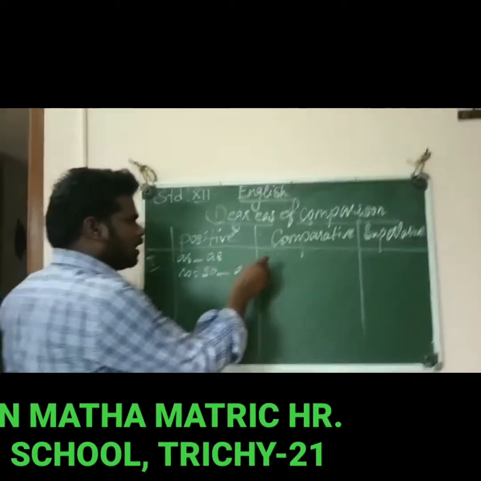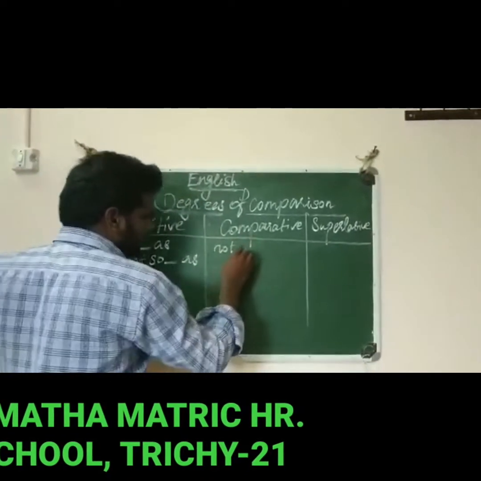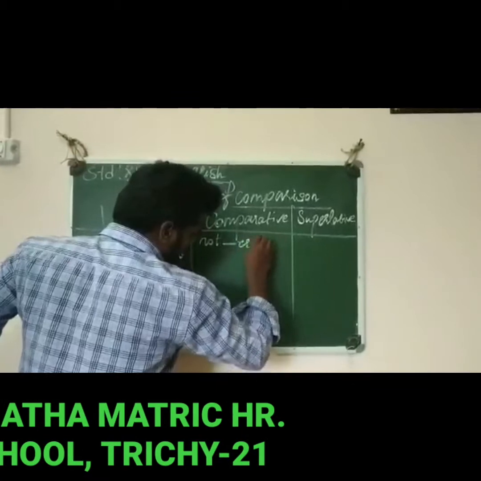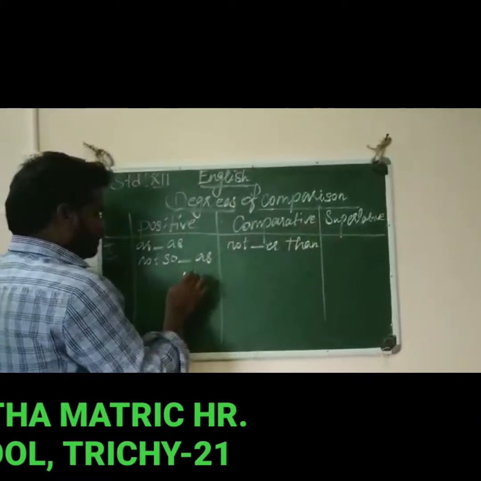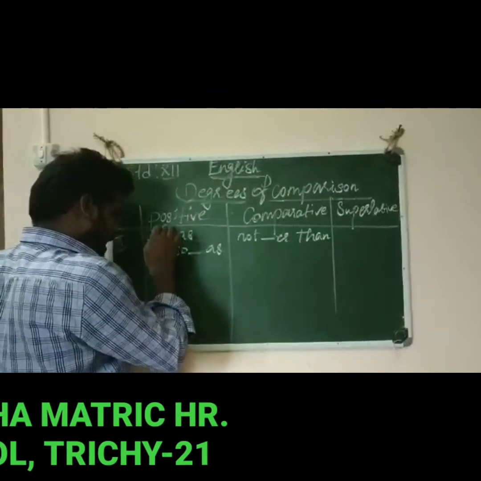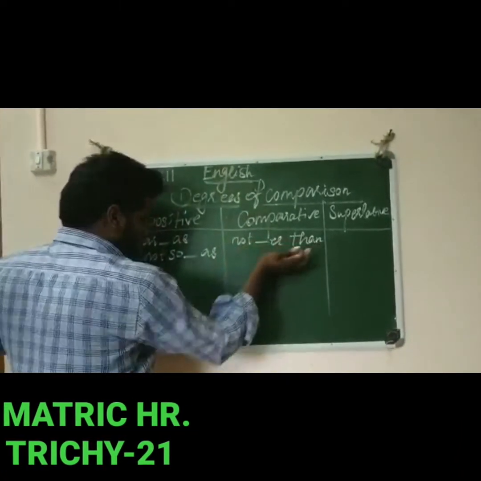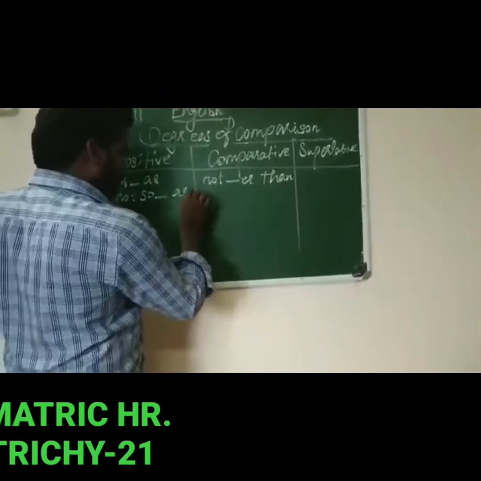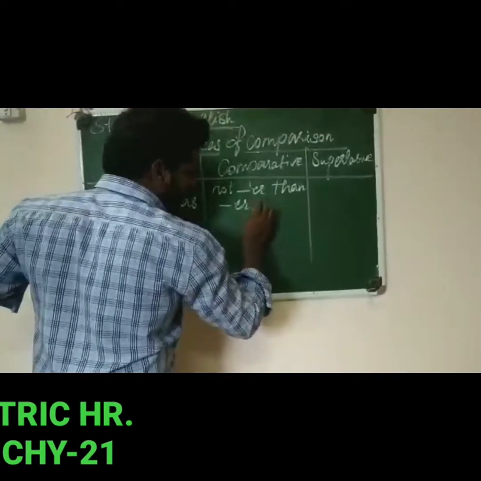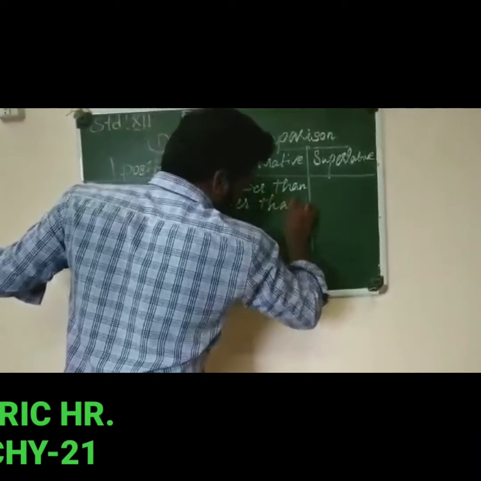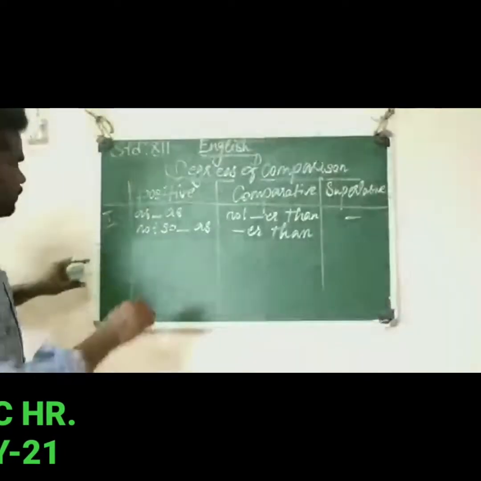Okay, the comparative degree first type: not, adjective, er than. If we have as, we have to change it into positive to comparative: not an adjective er than. Next, the first type, here, last, this is adjective, er than. There is no superlative in the first type.